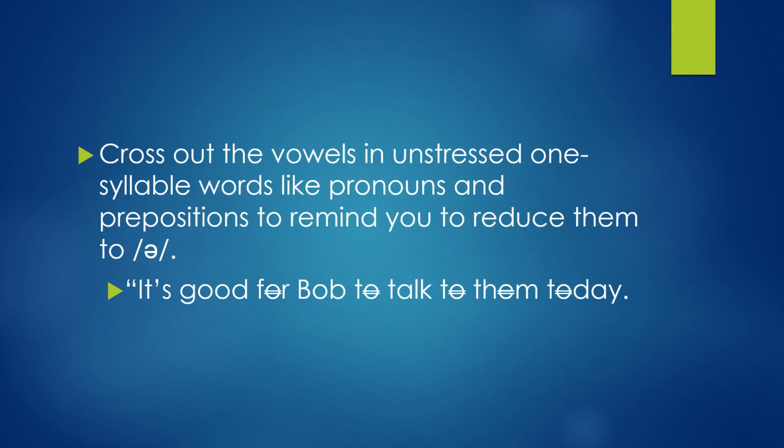You'll also want to cross out vowels in unstressed one-syllable words, like pronouns and prepositions, to remind you to reduce them to a. For example, if your line is, "It's good for Bob to talk to them today," you'll cross out the O in for, the O in the first to, and also in the second to, and the E in them. "It's good for Bob to talk to them today."